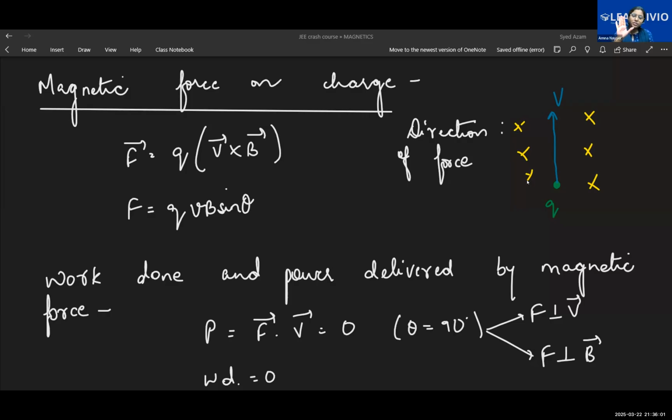Now see, these crosses show that the magnetic field is inside. So this is my palm, and I will curl my fingers inside like this. The thumb gives the direction of force. This is pointing towards the left, which means the force is directed like this on this side.